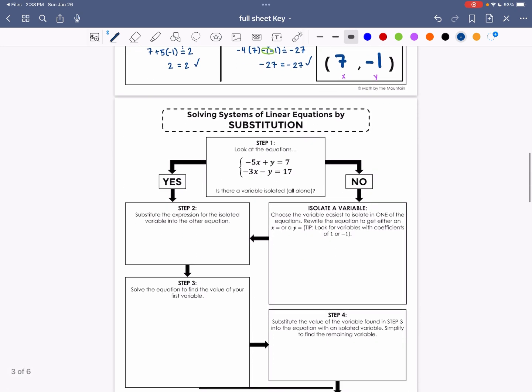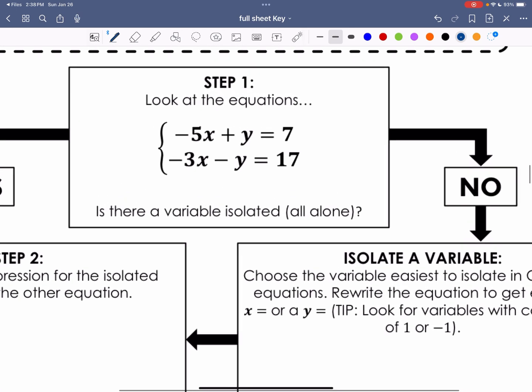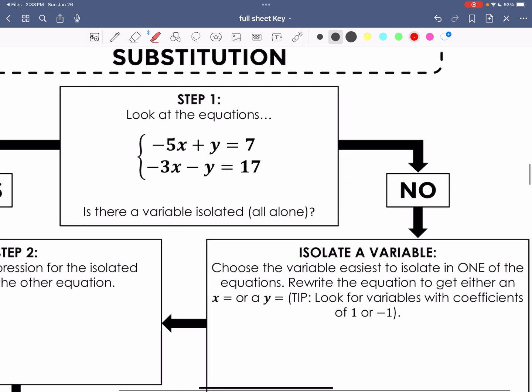Moving to our third and final example of solving systems of equations using substitution, we have negative 5x plus y equals 7 and negative 3x take away y equals 17. And our first question is still asking us if we have a variable that has been isolated. And while we have some that are close, no, we do not have any that are actually isolated. So we have to go down this no pathway again.